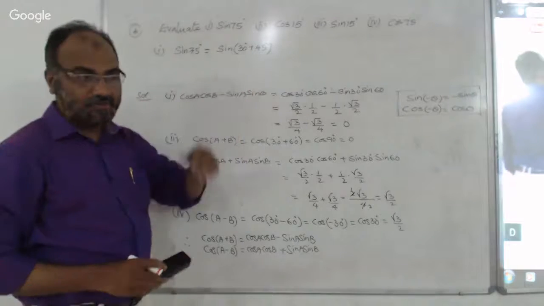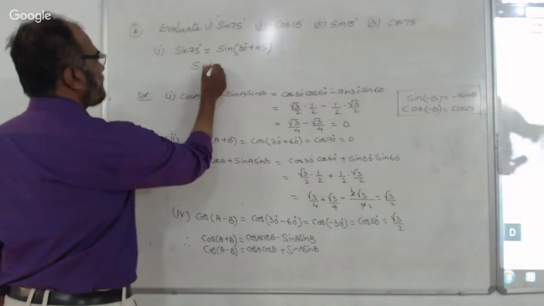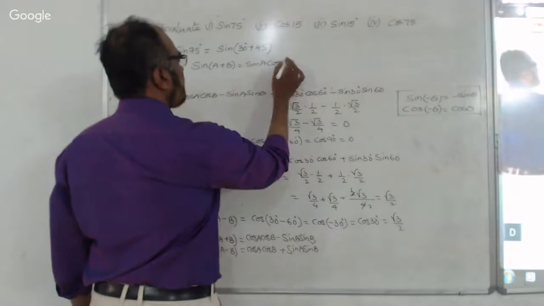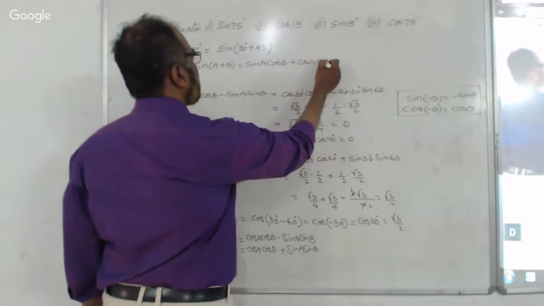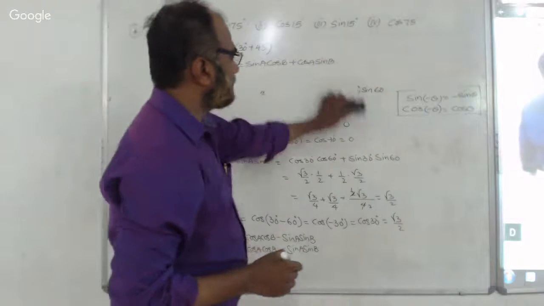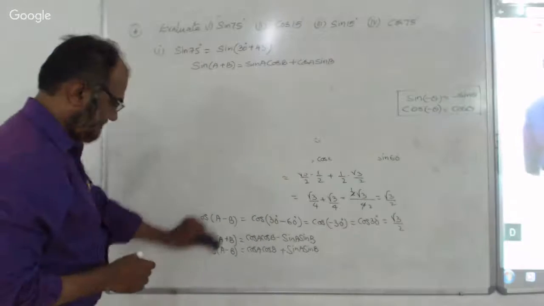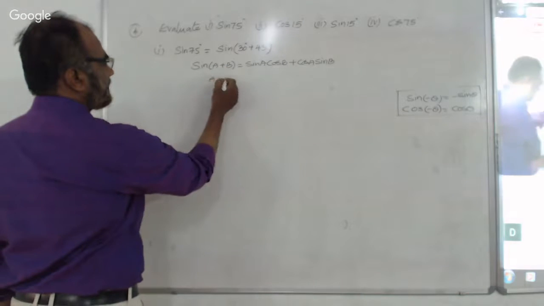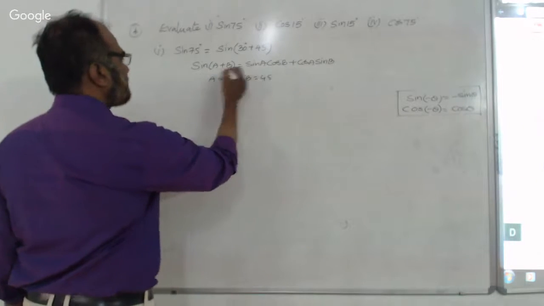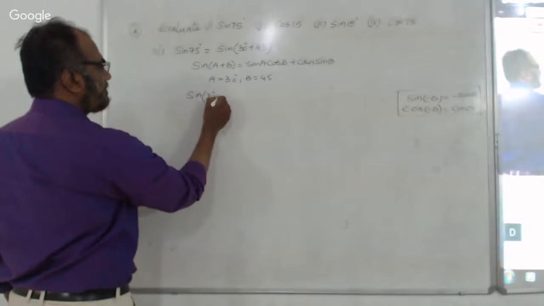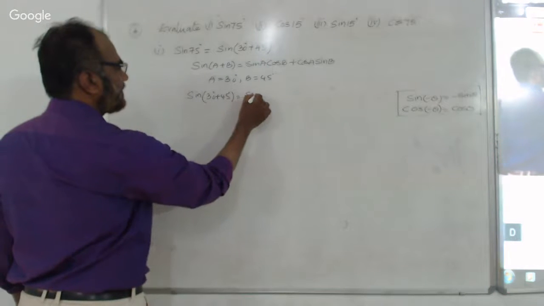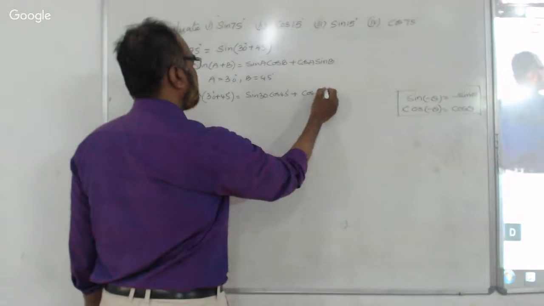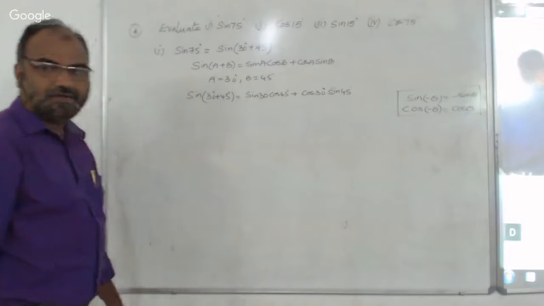Already we have derived the result. Sine of A plus B is equal to sine A cos B plus cos A sine B. So I can find the value of it. A is 30 and B is 45. If I substitute back, sine of A plus B, 30 plus 45, is equal to sine 30 cos 45 plus cos 30 sine 45. That is sine A cos B plus cos A sine B.